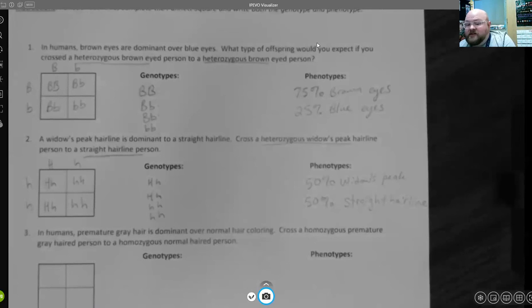Okay, so what I want you guys to do is go through the rest of this. Again, if you're in person, just fill it out on the sheet. If you're remote, draw out your boxes and genotypes and phenotypes on a piece of paper, take a picture of that paper, and then submit it on Classroom.